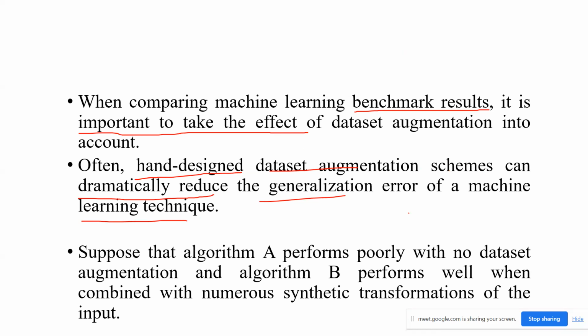Suppose we are checking how the algorithm performs. For example, we have data and we are using two different algorithms, algorithm A and algorithm B. Algorithm A is implemented on normal input data as it is. Algorithm B is implemented on a dataset augmented by data augmentation. That means it has the actual data, that is 1000 images.